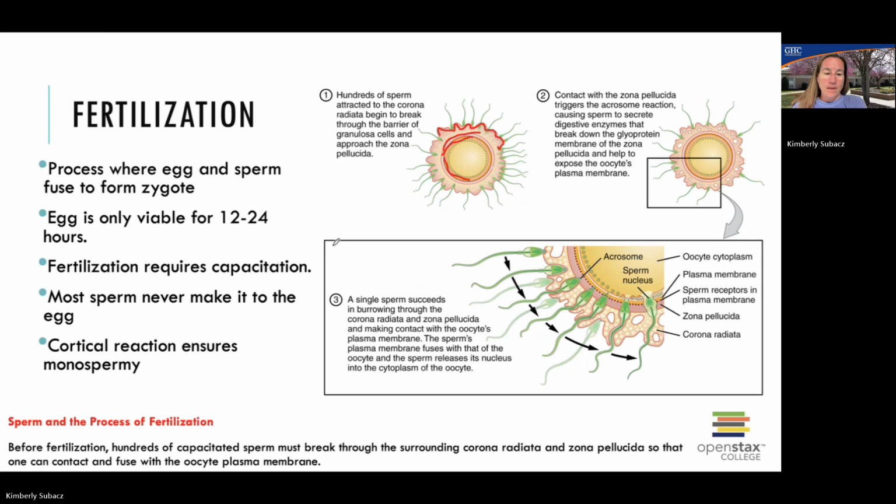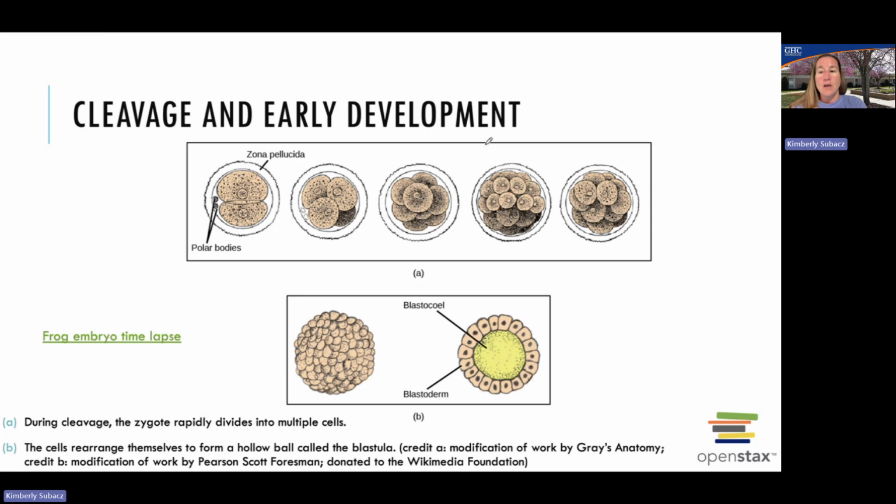Most sperm never make it to the egg. And once that sperm touches the membrane, it's called a cortical reaction. Y'all don't need to know that. But you do need to know that the sperm has to make it through the corona radiata and through the zona pellucida to make it to the membrane of the egg, which is going to lock down the egg, cortical reaction, and nothing else can come along and fertilize it. Once fertilization has happened, it's about 36 hours.